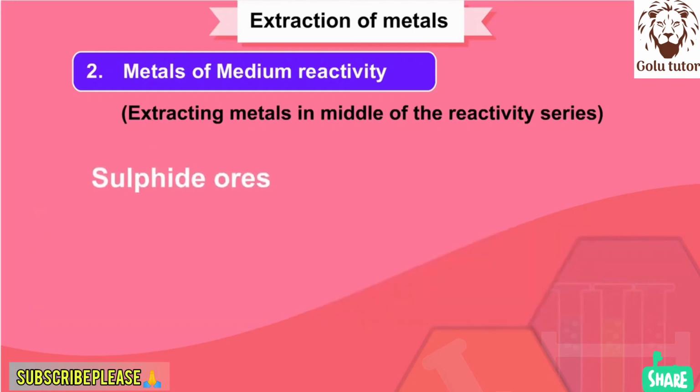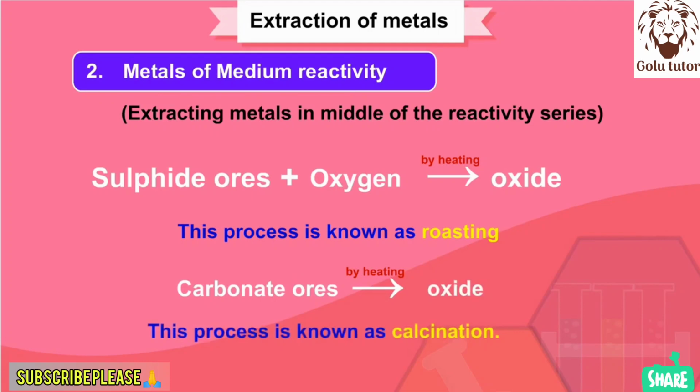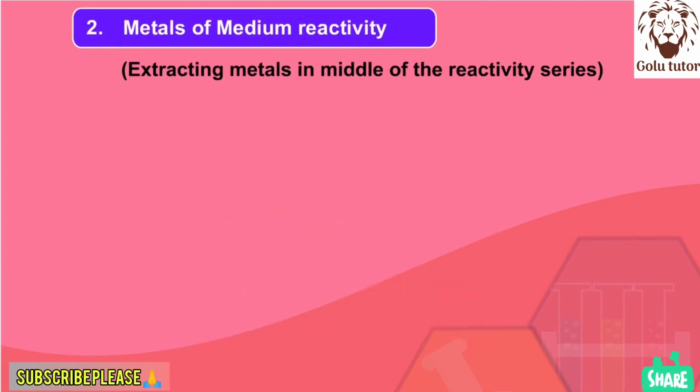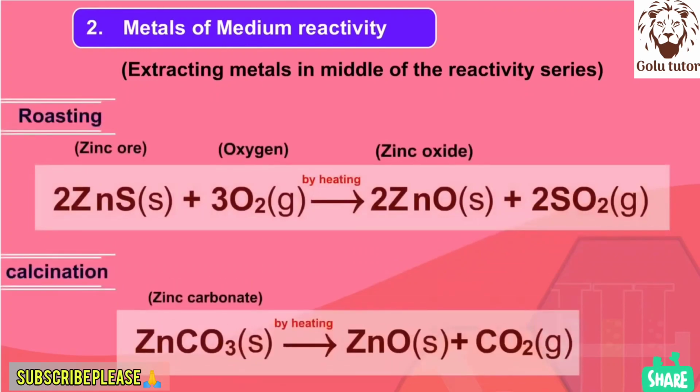The sulfide ores are converted into oxides by heating strongly in the presence of excess air. This process is known as roasting. The carbonate ores are changed into oxides by heating strongly in limited air. This process is known as calcination. The chemical reaction that takes place during roasting and calcination of zinc ores.